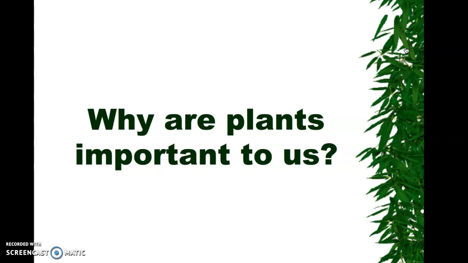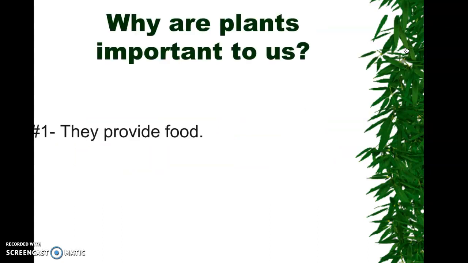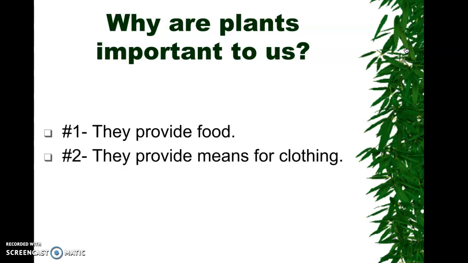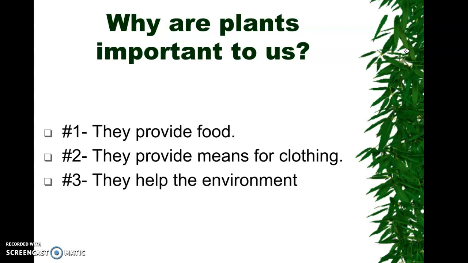Why are plants important to us? They do a wide range of things for us. Just a few: they provide food for us to be able to eat. They provide us the ability to have clothes. And they help the environment in many ways. And there's lots of other ways, like medication and breathing and providing oxygen. There's just so much that plants do for us.